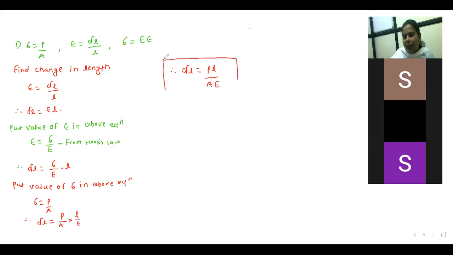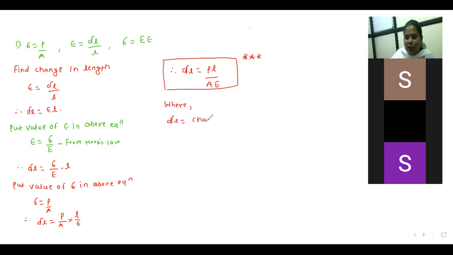This is the equation obtained by combining all the basic equations. So you have to remember this equation. How to find out the change in length in bars in series and bars in parallel? At that time, you have to use this equation. Now where?